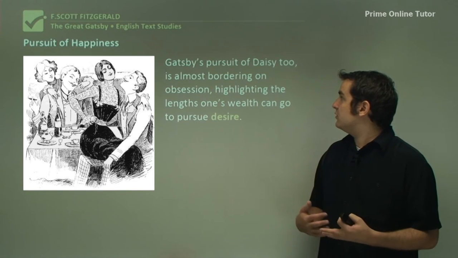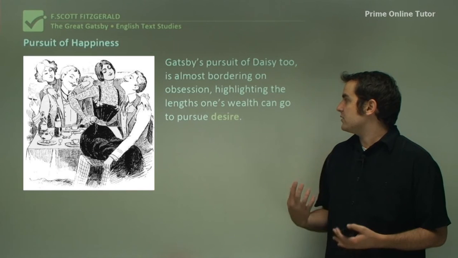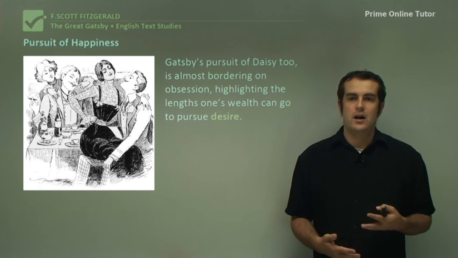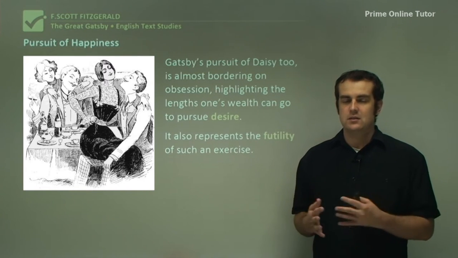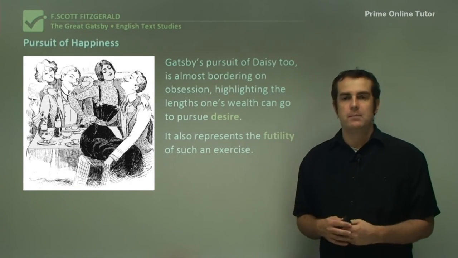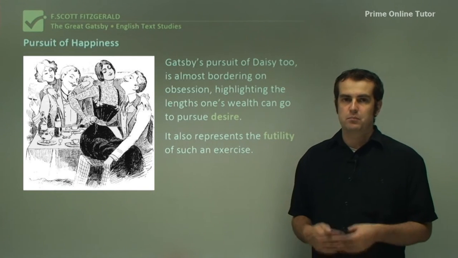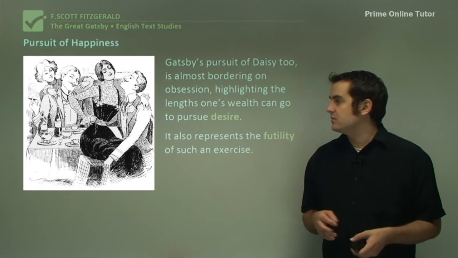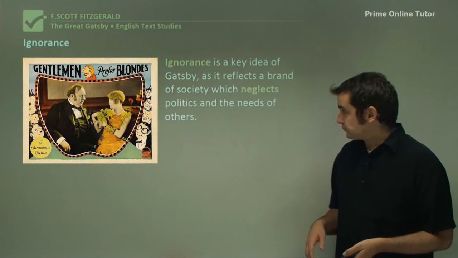Gatsby's pursuit of Daisy is almost bordering on an obsession, and certainly highlights the lengths one's wealth will go to pursue someone's desire, and particularly the futility of such an exercise is also represented. As I said, money does not really buy happiness in this case. It buys him a brief moment of happiness, but it doesn't bring him the happily ever after he's looking for, and certainly that's one of the things that comes out through the text.